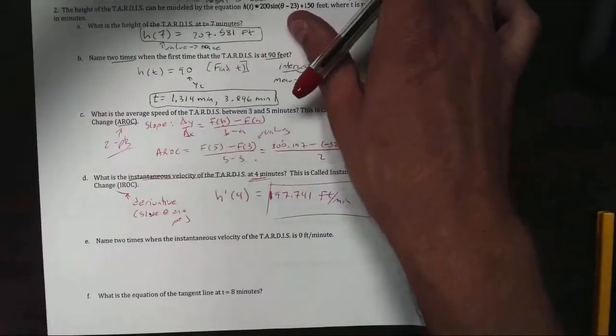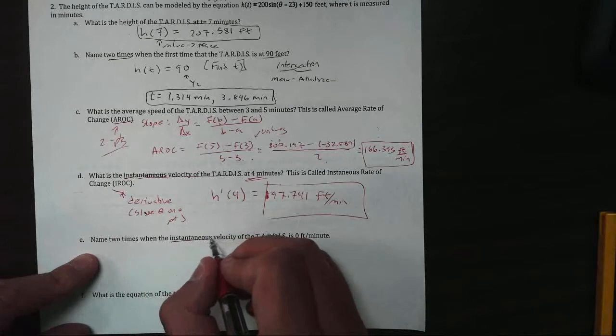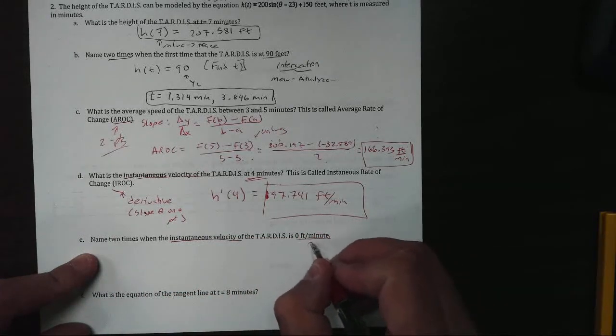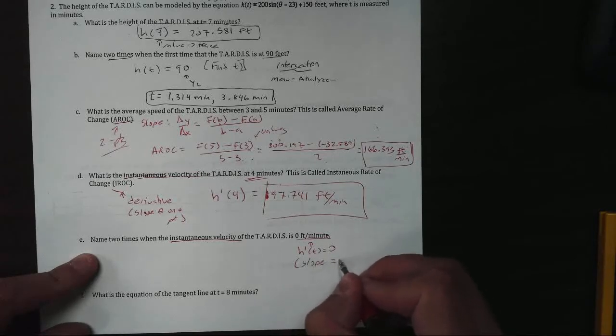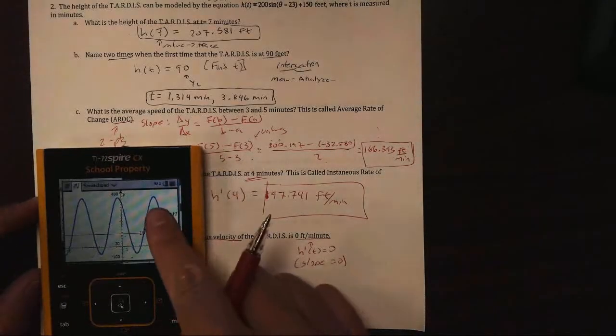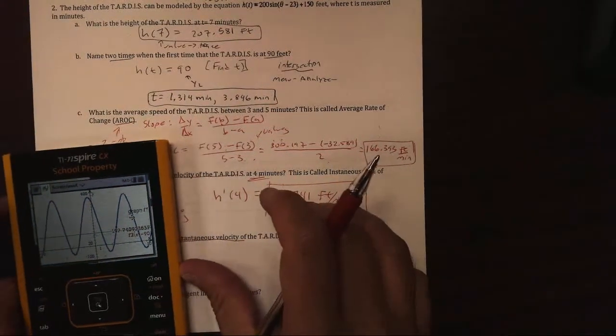So let's take a look down here. The next one says, name 2 times when the velocity, the instantaneous rate of change, is 0 feet per minute. This is kind of cool. We're just basically looking for where the slope is 0. That's what this says, where the slope is 0. And you can look at the graph. On the graph, these are just your max and mins. So, ready? These are your max and your mins.